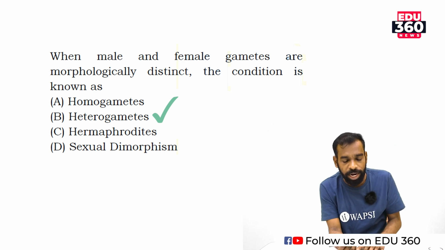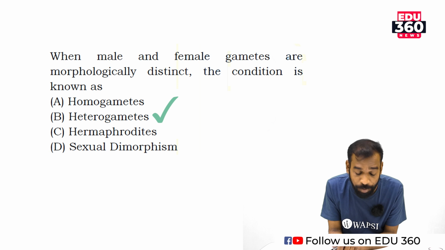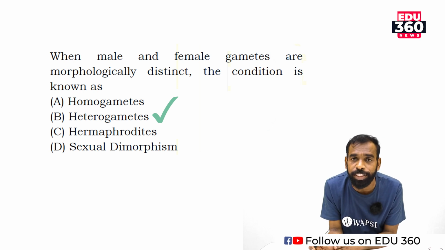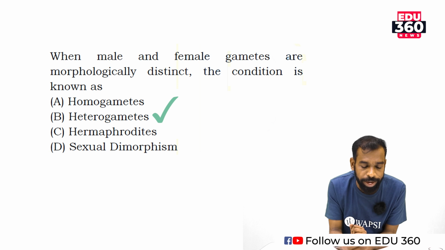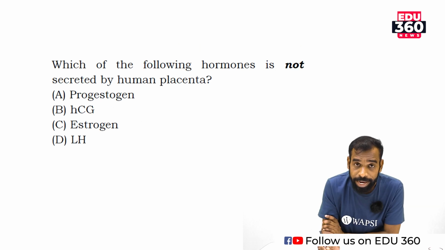Hermaphrodites, that is not connected with this. The sexes are not separate. Sexual dimorphism: one is large and another one is small. Female is larger in size and male is smaller in size. Here gametes are different in their shape. That condition is called heterogamete. Then move to the next question.